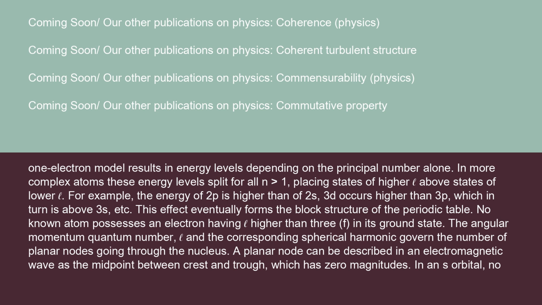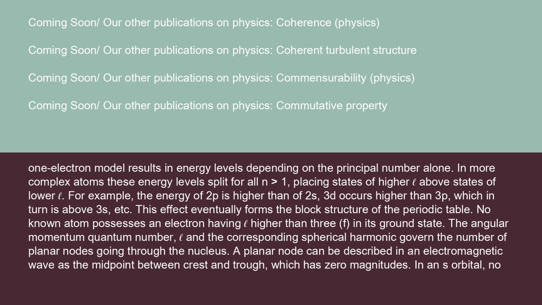This effect eventually forms the block structure of the periodic table. No known atom possesses an electron having l higher than 3 (f) in its ground state. The angular momentum quantum number l and the corresponding spherical harmonic govern the number of planar nodes going through the nucleus. A planar node can be described in an electromagnetic wave as the midpoint between crest and trough, which has 0 magnitude.